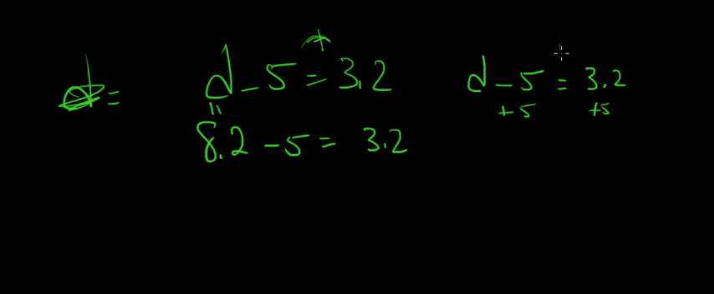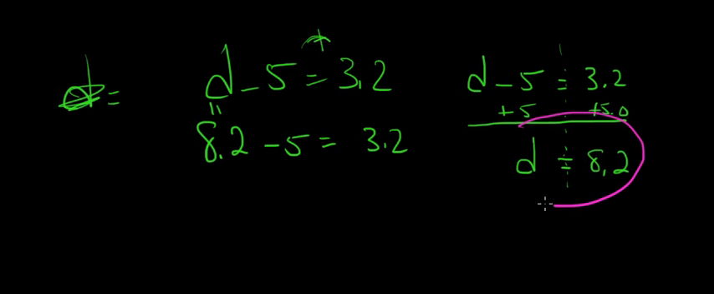Because what you do to one side of this equation with the equal sign, you have to do to the other. So when I subtract 5 from 5, I get 0, right? That leaves me with d equals, and 5 is actually 5.0, right? So 3.2 plus 5.0 is 8.2, and there's my answer. My answer is just what it was when I did it the other way.